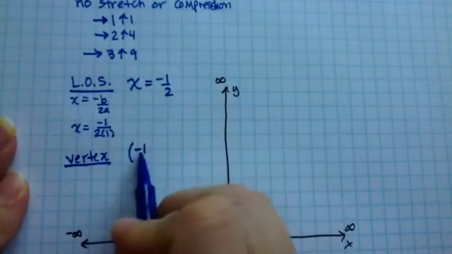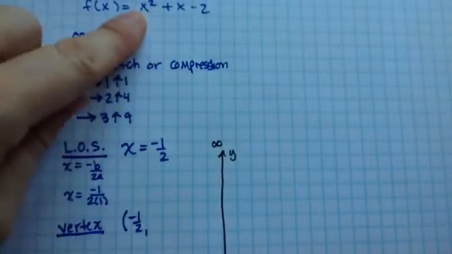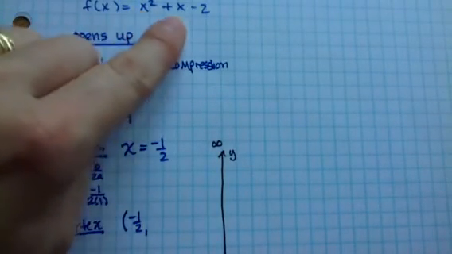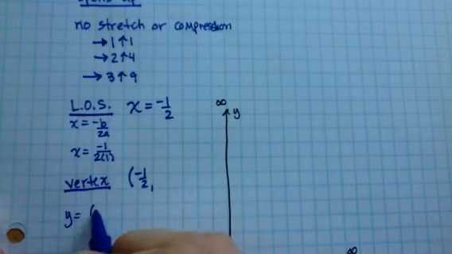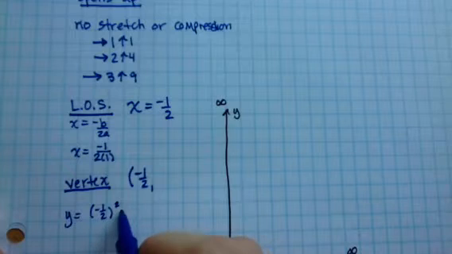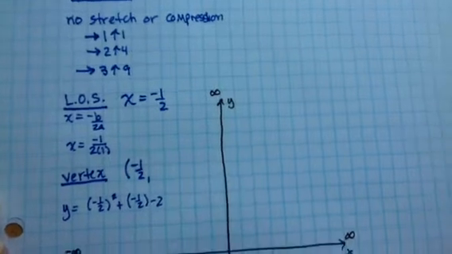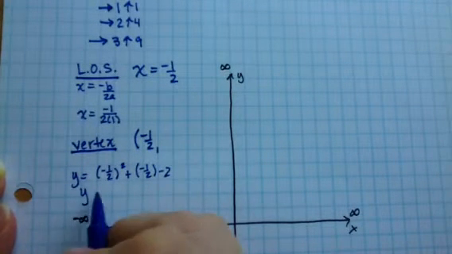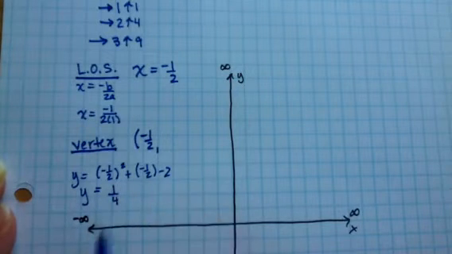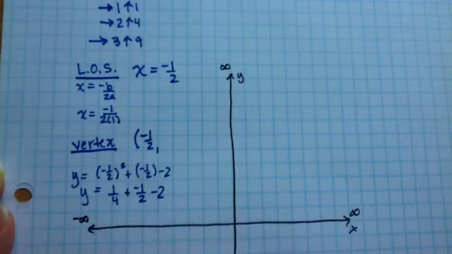at negative 1/2 for the x-coordinate, and then we've got to sub in negative 1/2 into the original equation. So my y value will be negative 1/2 squared plus negative 1/2 minus 2. Negative 1/2 squared will be negative 1 times negative 1, which is 1, over 2 times 2, which is 4. So that's positive 1/4, plus negative 1/2, and then minus 2.